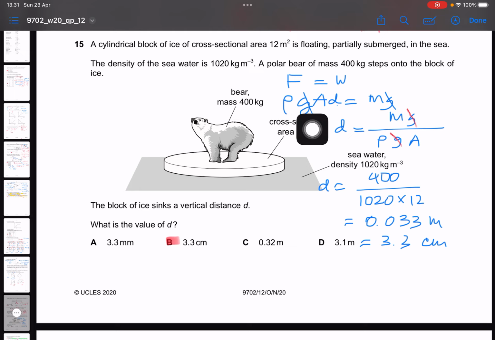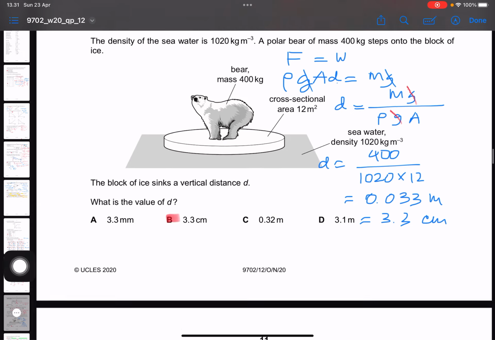Upthrust force is rho g V, or rho g times A times D. And then weight is mg. So D equals mg divided by rho g A. Mass is 400, and rho is 1020, times 12 as the cross-sectional area. So we get 0.033 meter, or 3.3 centimeter. Answer is B. Okay.